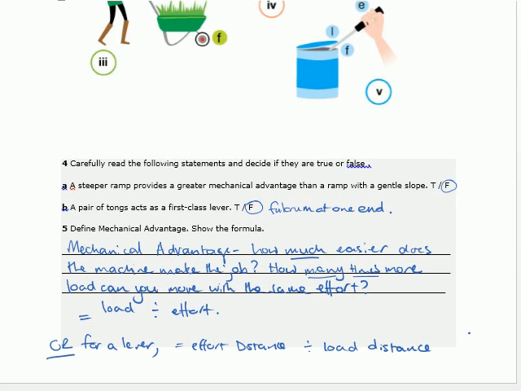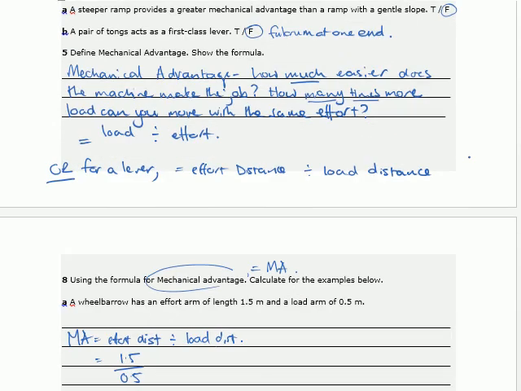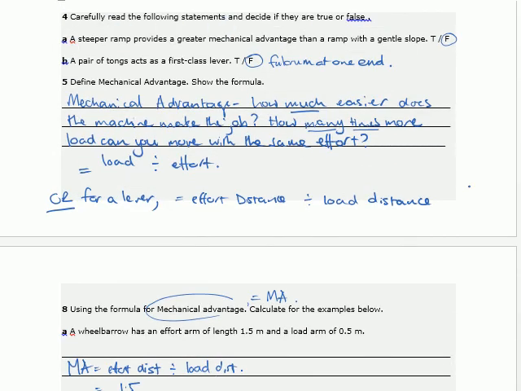Okay, question 4. True or false? A steeper ramp provides a greater mechanical advantage? No. To make that true, you'd have to say a steeper ramp is making it harder, so that's less mechanical advantage. False. A pair of tongs acts as a first class lever? No. Tongs have the fulcrum at one end. A first class lever has the fulcrum in the middle, so that's false.